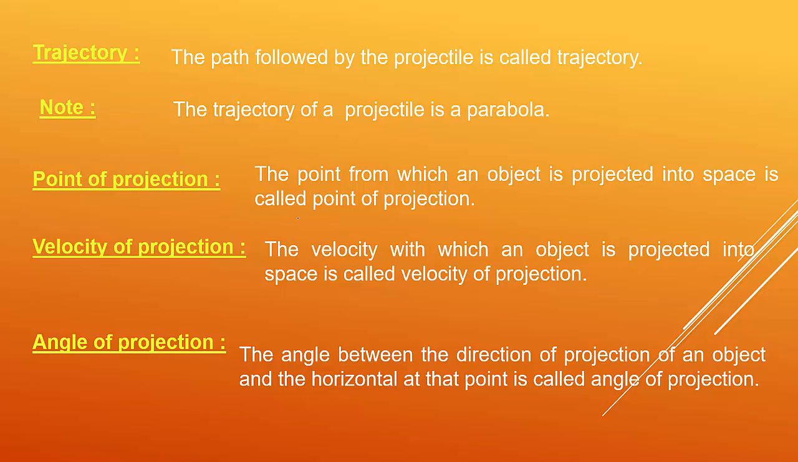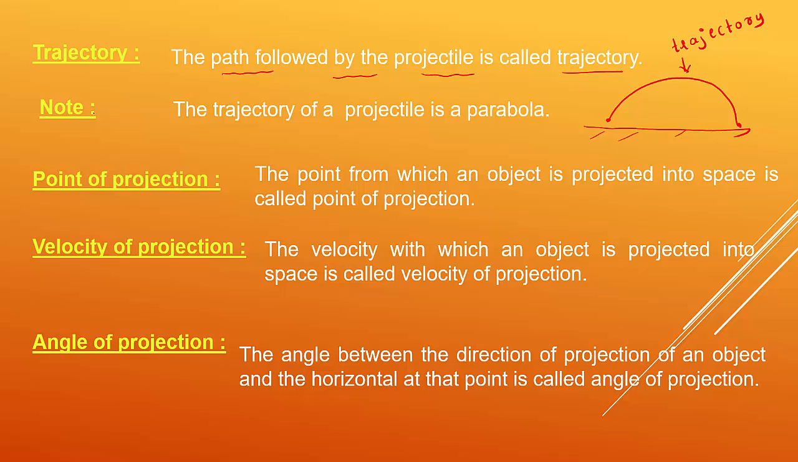Trajectory. Trajectory means the path followed by a projectile. Suppose here the ball is moving in the space under gravity, with acceleration due to gravity. This is the ground. The ball will again come back to the ground under gravitational force. The path followed by this projectile is called the trajectory. What is a trajectory? The path followed by the projectile.